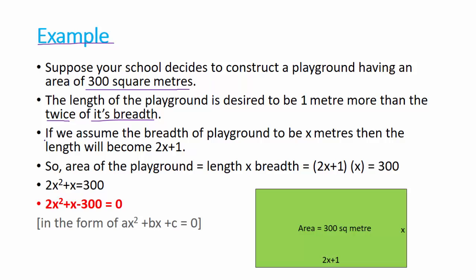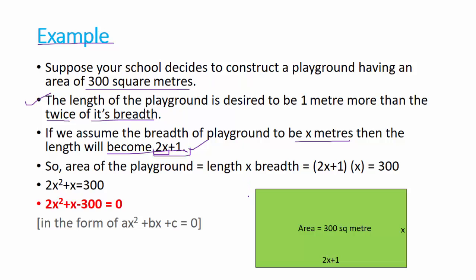Now let us assume that the breadth of the playground is x meters. Then according to this relationship the length of the playground will become 2x plus 1. Length of the playground is twice the breadth plus 1 meter. So x is breadth, twice the breadth is 2x, and 1 meter more is 2x plus 1. In this way the length becomes 2x plus 1 and breadth is x meters.